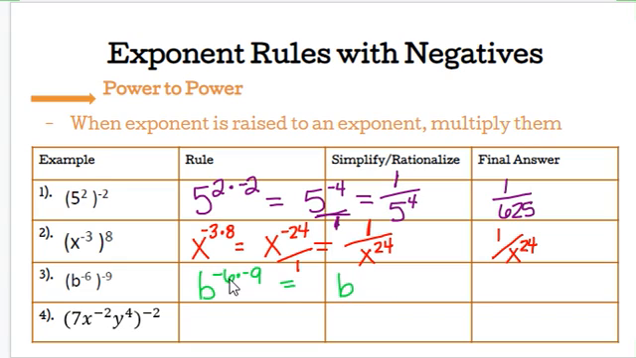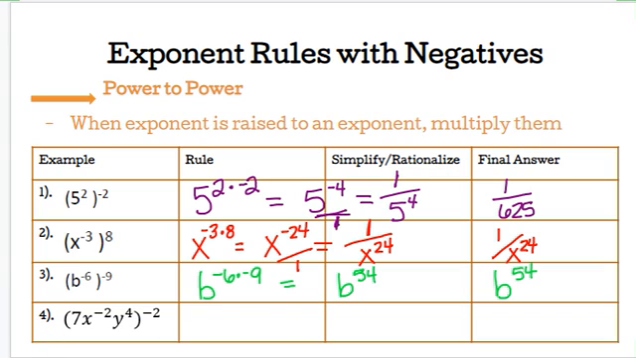We're going to end up with b, and 6 times 9 is 54, and then a negative times a negative is a positive. So this answer is acceptable. There's nothing more that you need to do. B to the 54th power, because the negative times the negative gave us a positive exponent, and we leave it.